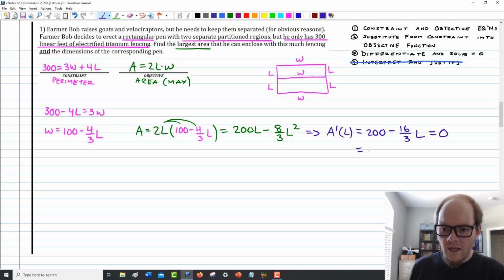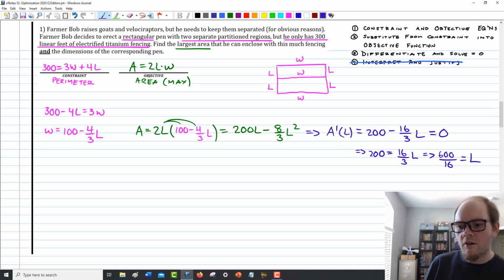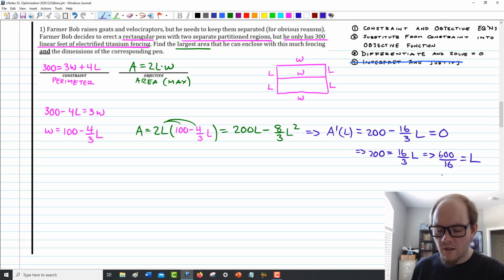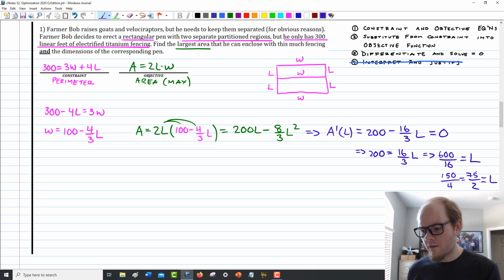When we do, we're going to get that 200, oops, sorry, I should do an implied sign here. My apologies. We get that 200 is going to equal 16/3 times L. If we want to solve this, we're going to get, let's see if I do this right, 600 over 16 is equal to L. And now it's a matter of knowing what 600 over 16 is equal to, so doing some quick arithmetic, we're going to get 150 over 4, which is going to be 75 over 2. So, is that right? Let me just make sure I did that right.